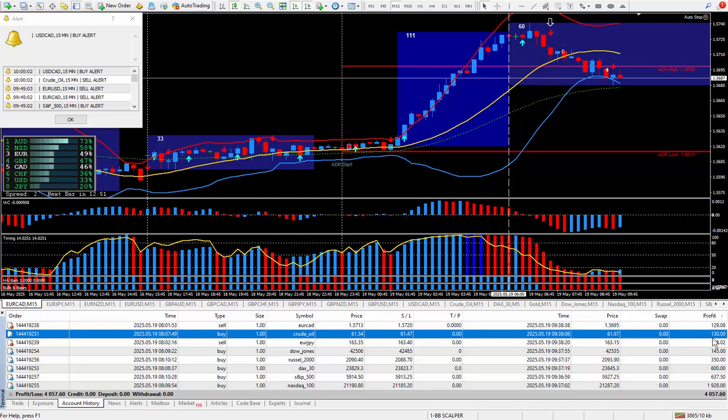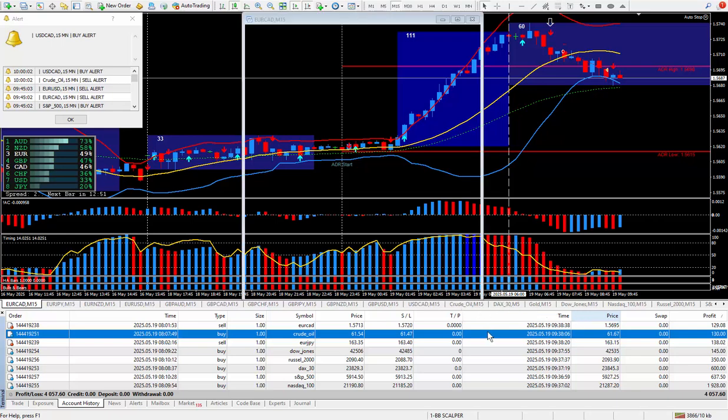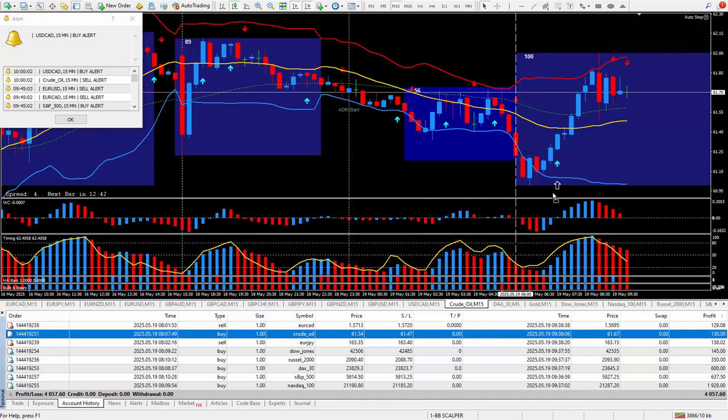Okay, let's move on to crude oil, which pays $10 for each tick. Looking at the money, it's easy to see it should be 13. So let's run a check on crude oil. We're just going to drag and drop this up, see where I got in at.